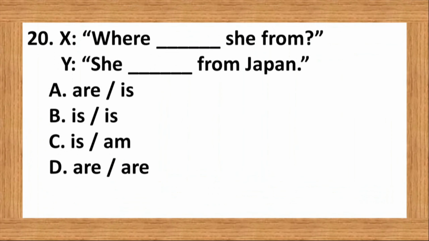(20) Where blank she from? She blank from Japan. A, are, is. B, is. C, is, am. D, are.